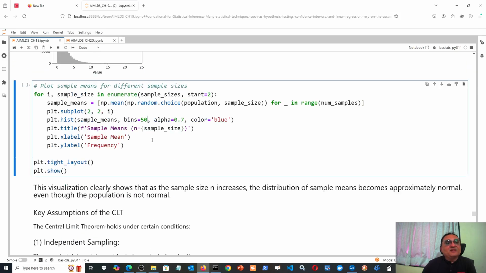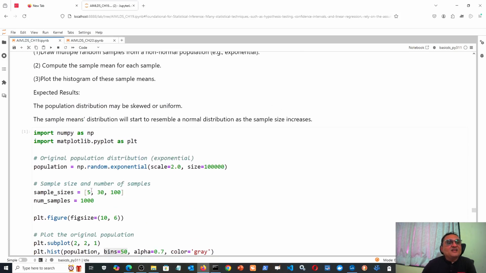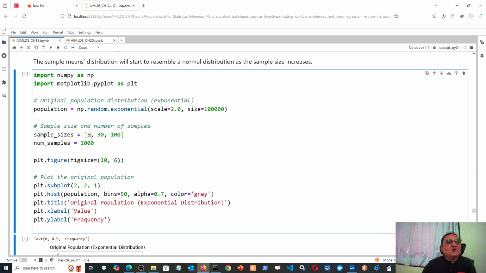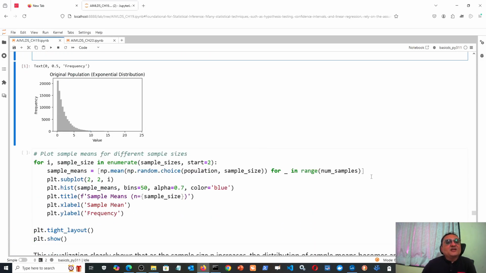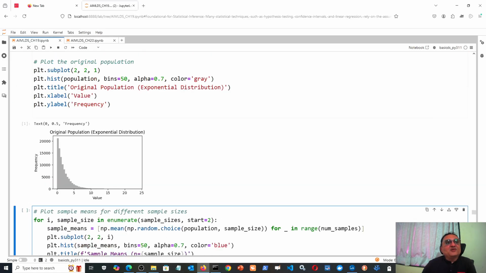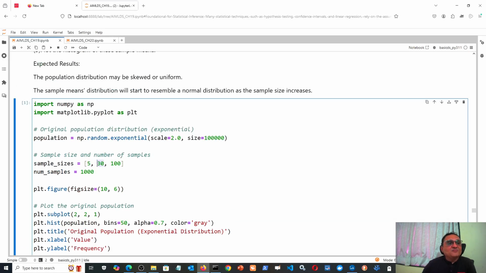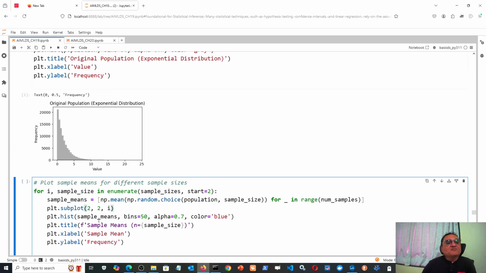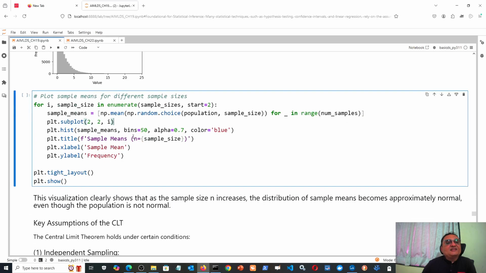Now for each sample mean, how many histograms will be plotted? 3 histograms, one for this sample size, one for this sample size, and one for this sample size, right? Okay. And for each histogram, how many times would the for loop be executed for each sample size? 1,000 times, because you want to take total 1,000 samples of 5 size, then total 1,000 samples of 30 size, and then total 1,000 samples of 100 size, right? And each time you find the mean of each sample, and then plot it on the histogram. And let us show that plot.